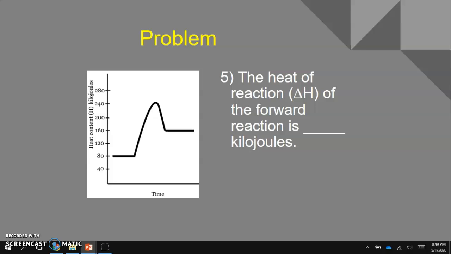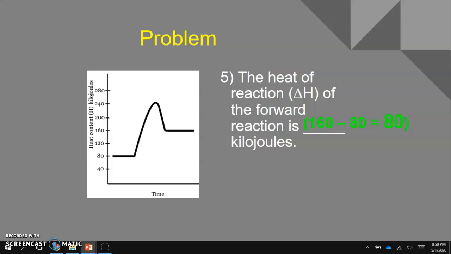The activation energy of the forward reaction is blank kilojoules. So it's asking you for the activation energy. And again, we went over this towards the end of our lesson for the day, in that last video. So your activation energy is the amount of energy it takes to actually make the product, so to get the reaction up and going. So here we have the energy of our reactants, right? And we have to find the difference between the energy of our reactants and how much energy it takes to get to that activated complex, okay?